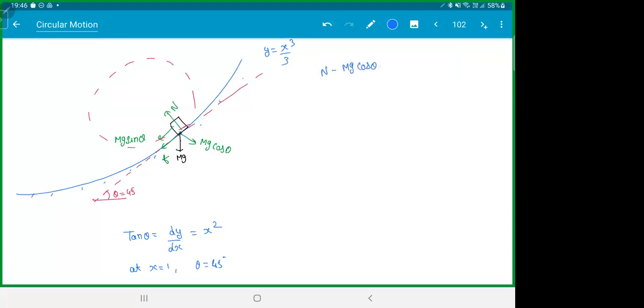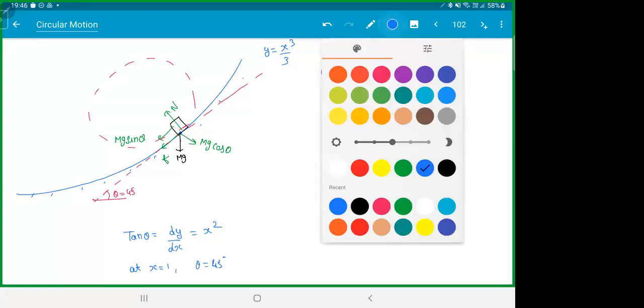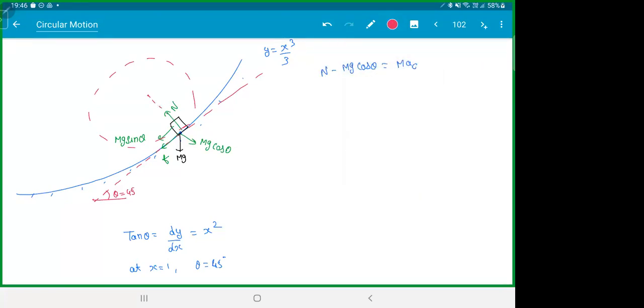It is going in a circle, so there is a centripetal acceleration. If I use centripetal acceleration, where is the observer? On the ground. This is v square by r. So the normal reaction will be mg cos theta plus mv square by r. So this is where you needed the r value. How will you get that r?